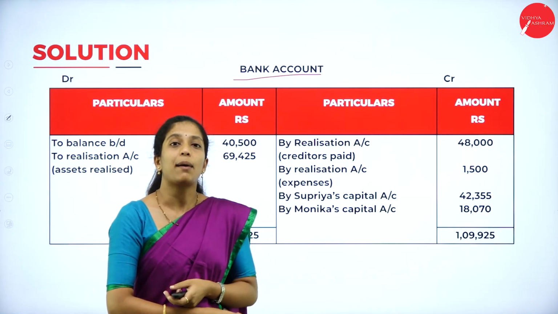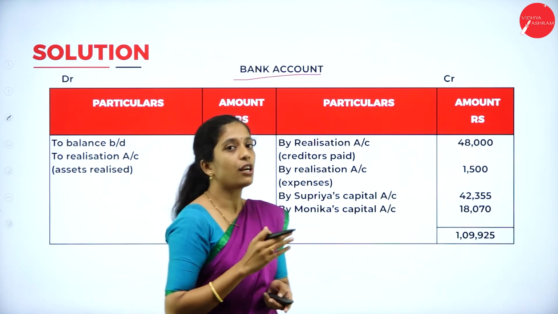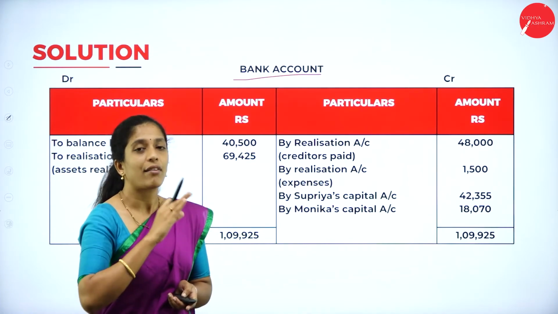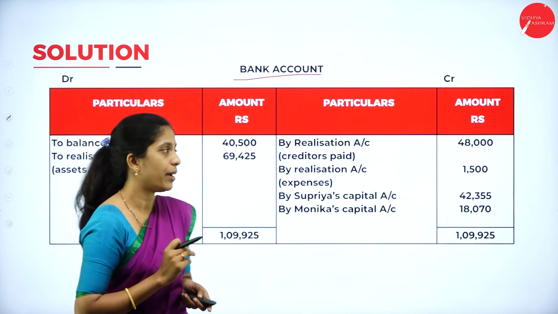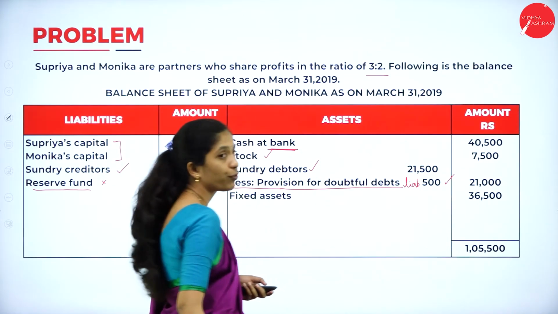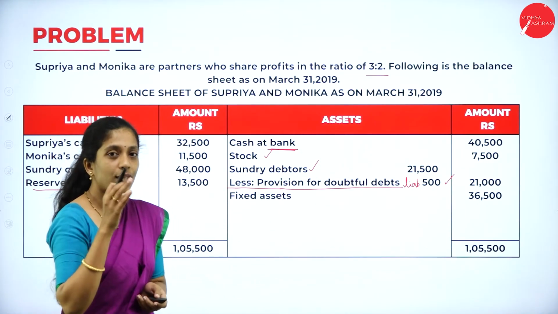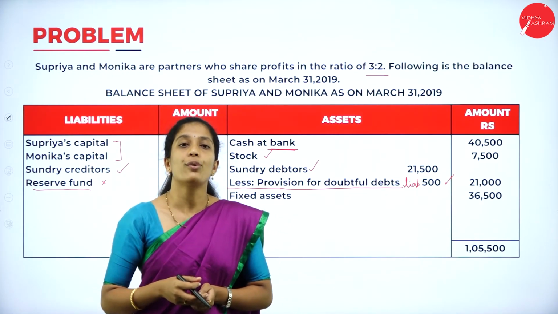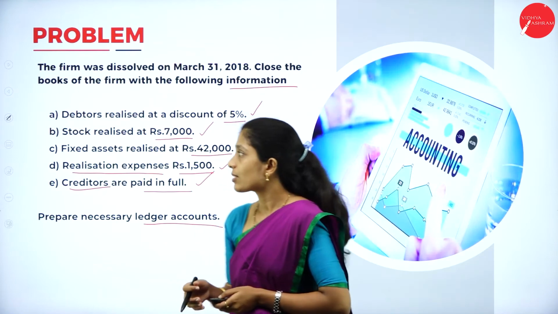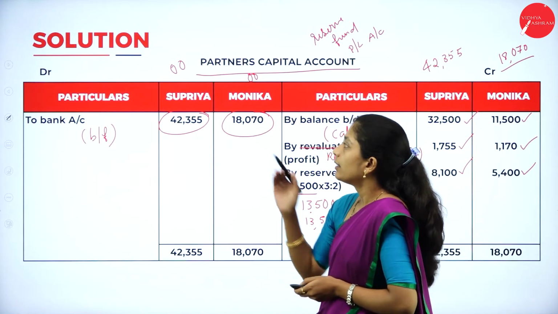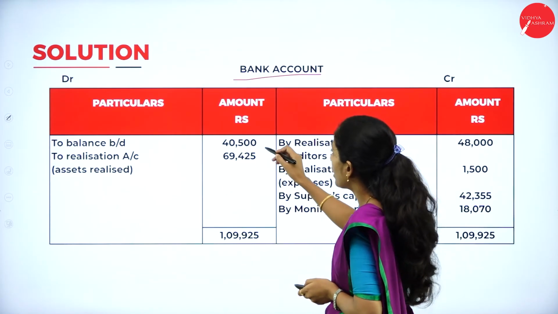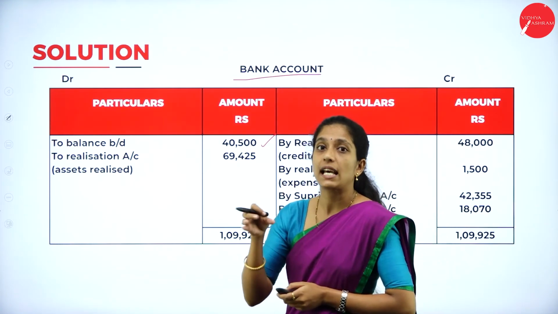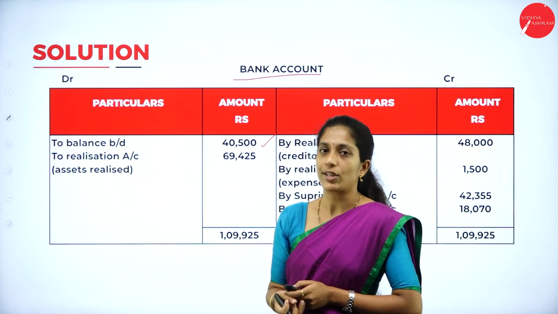Now how to begin a bank account? Now if you see your balance sheet, there they have given cash at bank. So where we have not taken anywhere in the problem. So cash at bank how much? 40,500. So transfer that cash at bank to your bank account as to balance brought down. So see your bank account, that is to balance brought down 40,500. This is the amount which was there in the balance sheet, that is in the question.